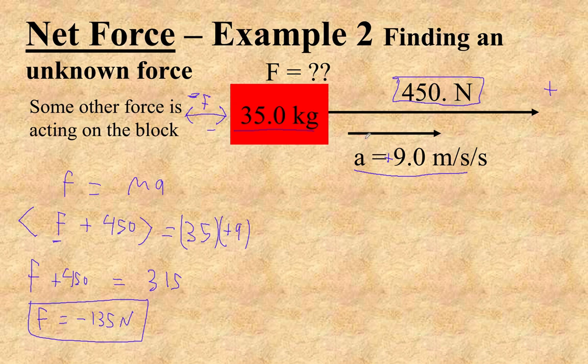By the way, you could have looked at this and said, gee, 450 newtons, it should accelerate. 450 divided by 35 is a number bigger than 10, yet it's not accelerating that fast. The reason it's not accelerating that fast is that this force is acting to the left. So it's 135 newtons to the left. Ta-da.